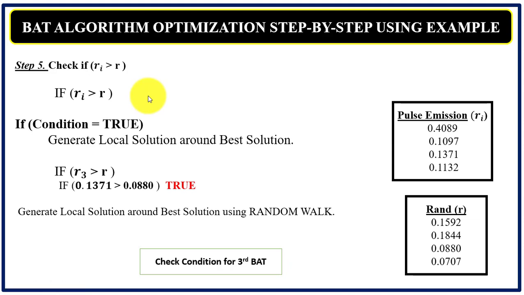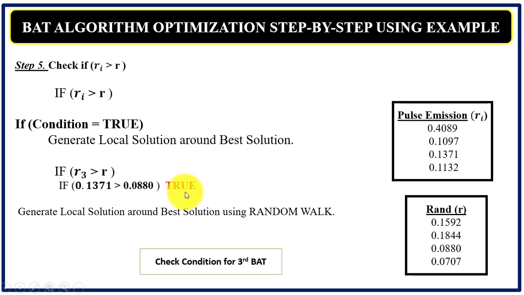So let's try this for bat number 3 and find out another solution. Suppose I'm repeating the loop. This time we will check for bat number 3. Check the condition. If the condition is true, then generate the new local solution around the bat solution. Here the pulse rate for the third bat is 0.1371 and the random number is 0.880. The condition is true as this value is greater than this.